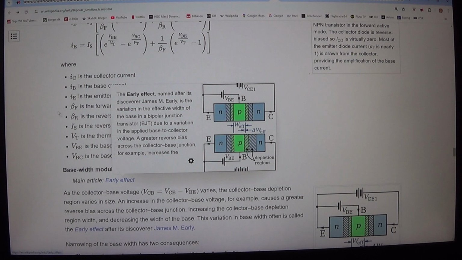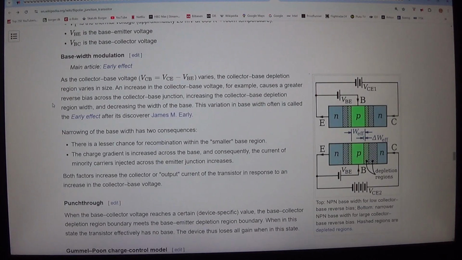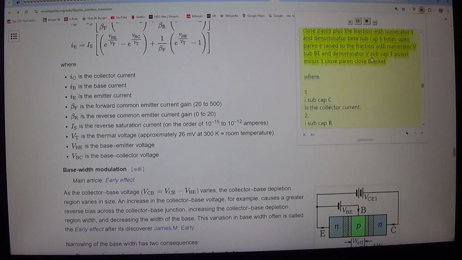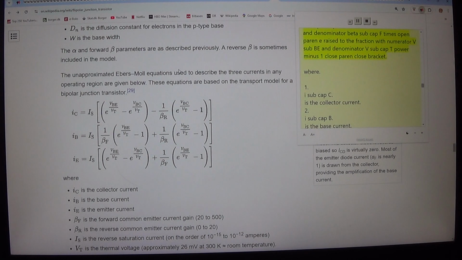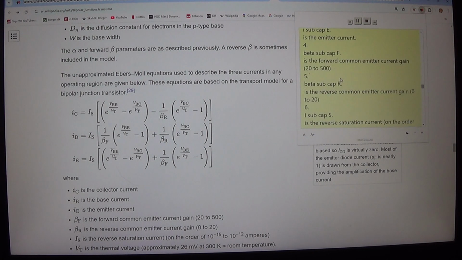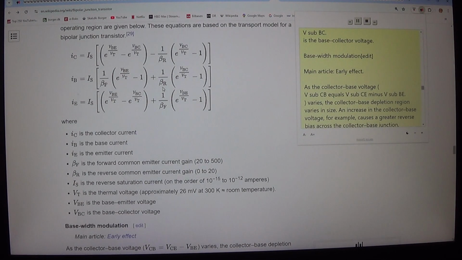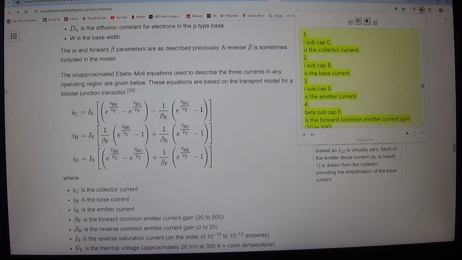Line 3, I_E equals I_S times [(e raised to the fraction with numerator V_B and denominator V_T, minus e raised to the fraction with numerator V_BC and denominator V_T) plus the fraction with numerator 1 and denominator beta_F times (e raised to the fraction with numerator V_B and denominator V_T, minus 1)], where 1 I_C is the collector current.